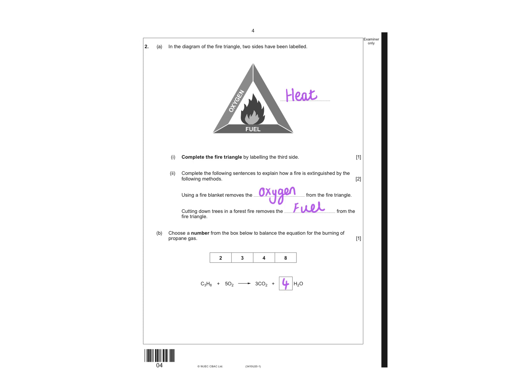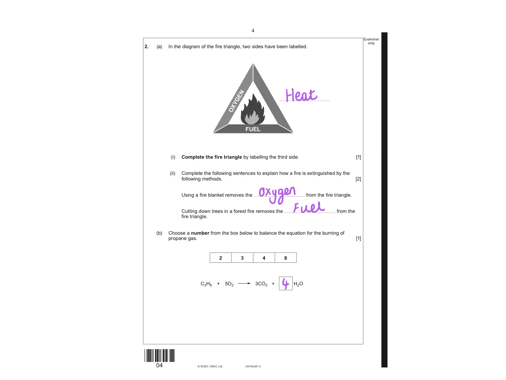Lovely labelling of the fire triangle there. Complete the section of the fire triangle. So we've got oxygen, fuel, and then heat. Complete the following sentence. Explain how a fire is extinguished by the following methods. A fire blanket removes the oxygen from the fire triangle. Cutting down trees in a forest removes the fuel from the fire triangle.